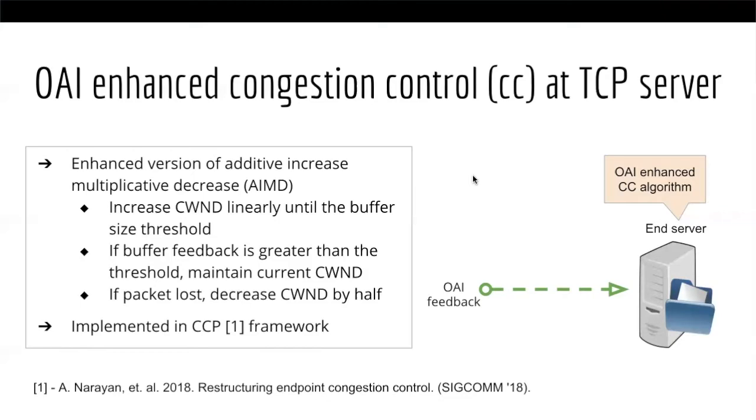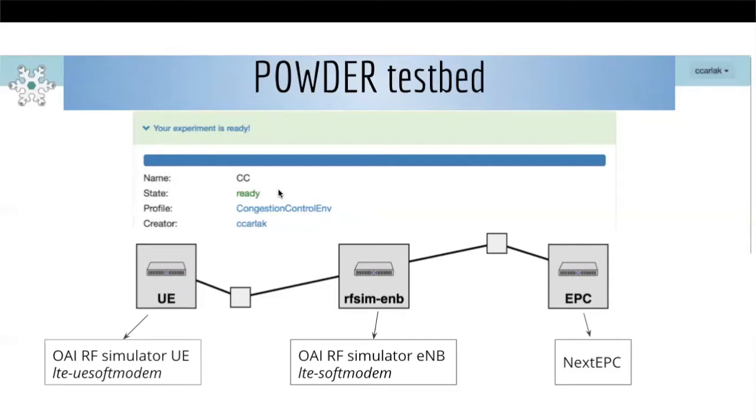On the other hand, if we're receiving packet losses, then we're going to decrease the congestion window size by half. We implemented our modified version of the congestion control in a framework called CCP, which is a brilliant study in SIGCOMM 18. Okay, now that brings us to the Powder testbed and the evaluation of the study.